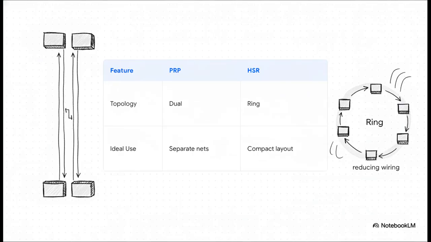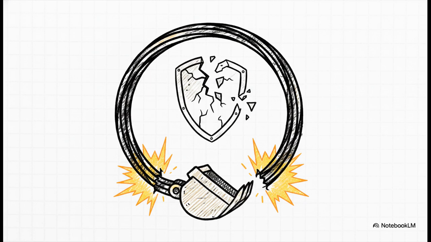So, how do you actually choose between these two powerful options? When you weigh these features against each other, both give you that absolutely critical 0-millisecond failover time. But as a rule of thumb, PRP really suits layouts that already have two fully parallel physical networks. HSR, on the other hand, is much more practical for compact switchgear rings, which definitely reduces your wiring and your overall physical footprint.